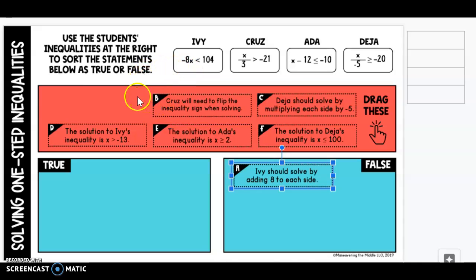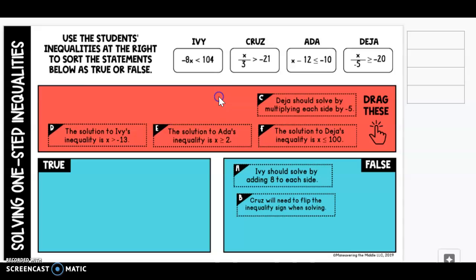Let's go to Cruz. Cruz will need to flip the inequality sign when solving. All right, in order to flip the inequality sign, you need to be either multiplying or dividing your variable by a negative number. X divided by +3 is greater than -21. My variable is being divided by a positive number, therefore I'm not going to be flipping the sign.